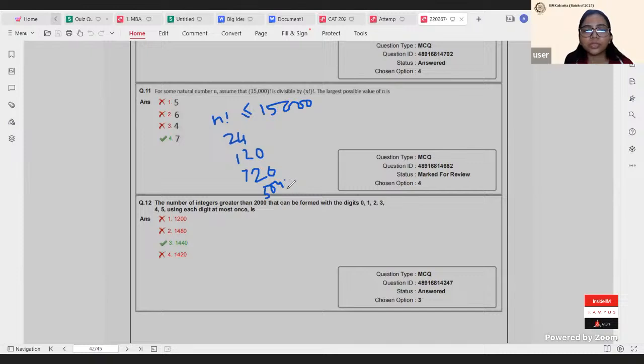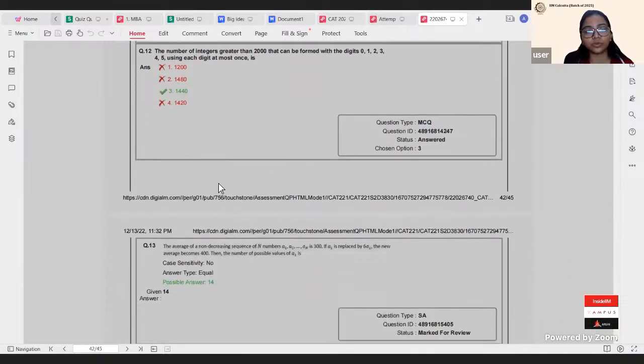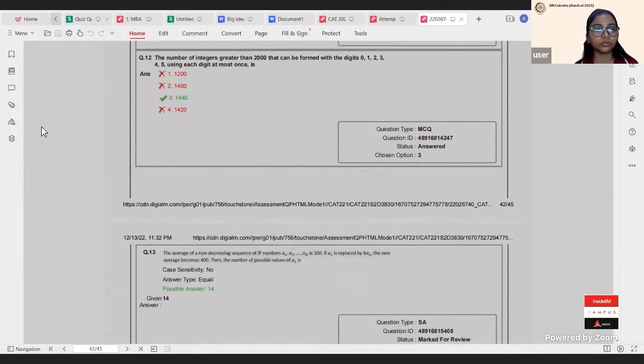But as soon as we put n equals to 8, its value will be 5040 multiplied by 8, which crosses 15,000 for sure. It is somewhere more than 40,000 also. So here, 8 we need not check because in the options, the maximum value is 7, which is already satisfying. So the answer would be 7 in this case. So in certain cases, we can also look at the options first before jumping into the solution of it.